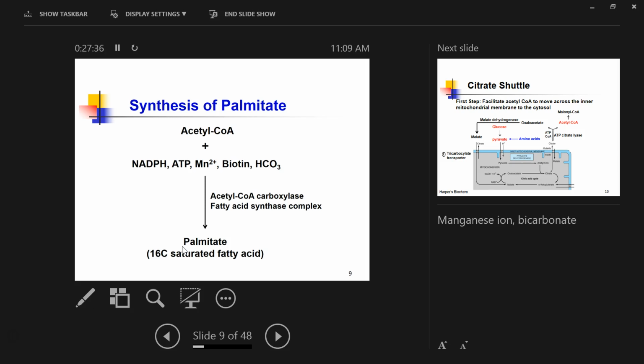One is acetyl-CoA carboxylase, and the second enzyme complex is the fatty acid synthase complex, right? So acetyl-CoA carboxylase is a key enzyme that controls the lipogenesis rate. So try to remember acetyl-CoA carboxylase, or we call it ACC, as the key enzyme that carries the key steps of lipogenesis.